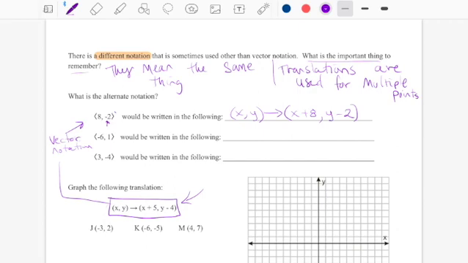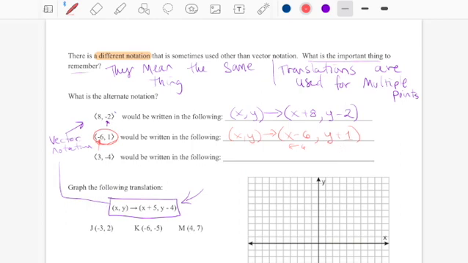So let's try with this next one. I've got a vector which says -6, +1. So again, I write x, y with an arrow, and since it's -6 there, x minus 6, and then y plus 1. And it means the exact same thing. I'm going to the left 6, up 1, right?